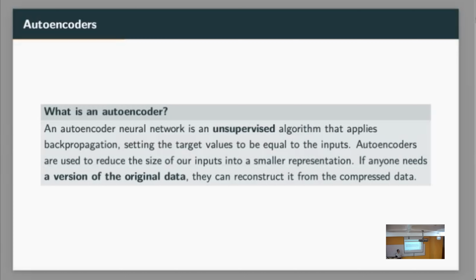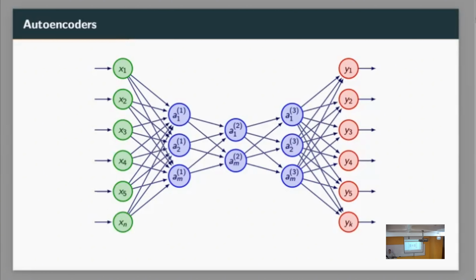We use backpropagation to train, adjusting the weights. We are going to look at that a little better. We are going to use it to make a smaller representation of the original data, and then potentially we can reconstruct it, or at least get something that looks like the original data. How does it work? Well, it looks like a bottleneck. We have big, small, big.